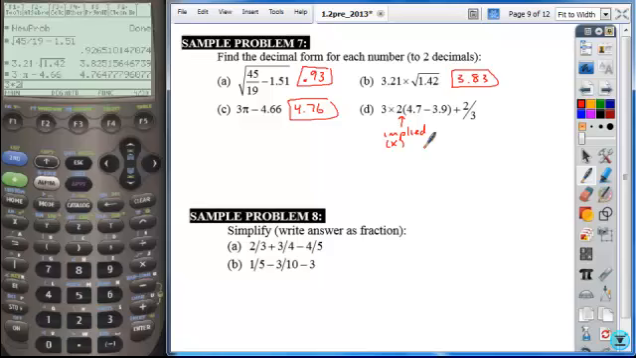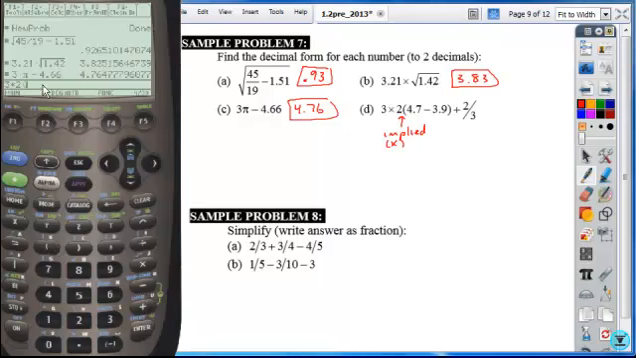So your calculator, if you were to just type in a parentheses after the 2 and copy 4.7 minus 3.9, close it off, and then plus 2/3. In this particular case, your calculator will make that inference. It understands that that's multiplication. However, if this is a variable written in front, and then a parentheses, your calculator does not understand the implied multiplication if that's the case.